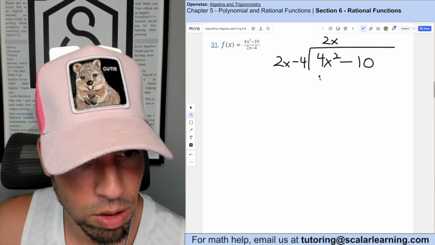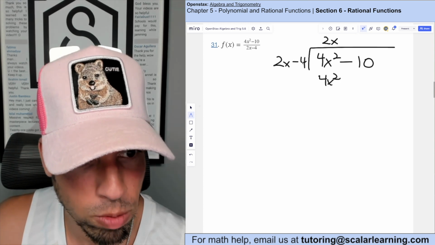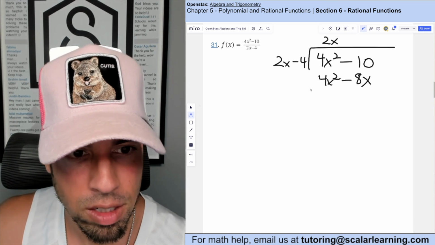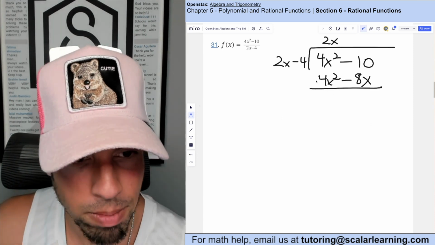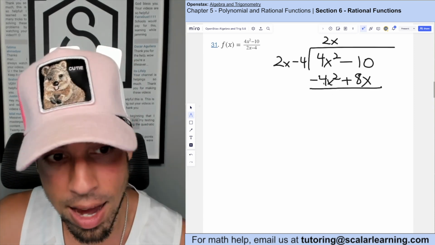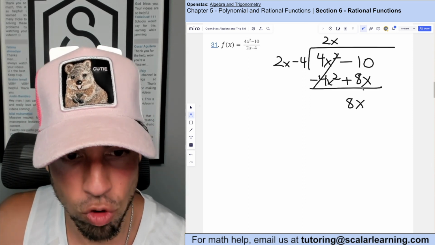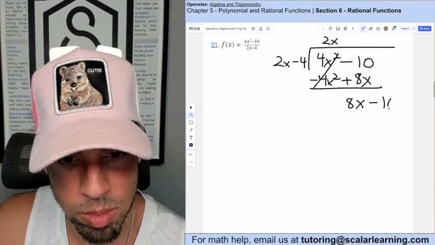2x times 2x is 4x squared, and then also multiply against that negative 4, the entire binomial, and we get negative 8x. So then we're going to subtract the bottom, aka negate, and add. It's the same idea. Those cancel out. There is no 8x, so the 8x just drops down, and that negative 10 comes down with it.